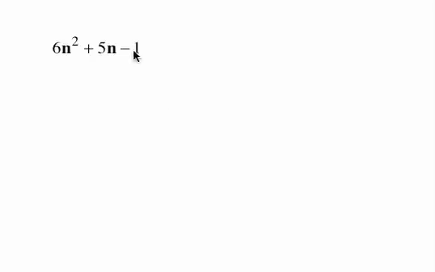6n squared plus 5n take away 1. We want to factor this. First thing you want to look for is, is there a common term? Okay, if there is, factor it out. We don't have one in this case, which is good.